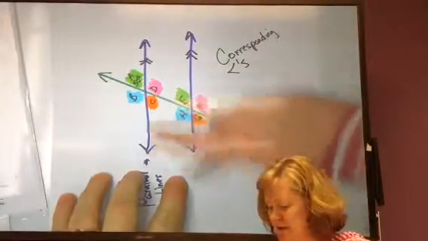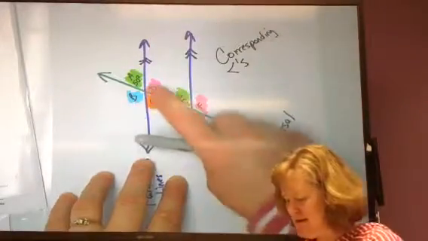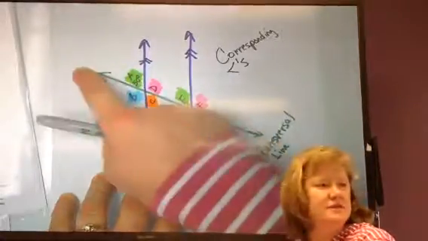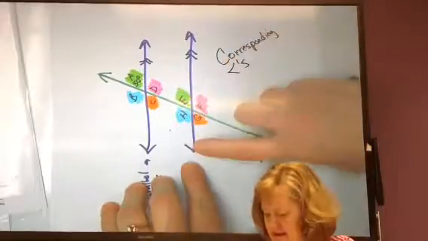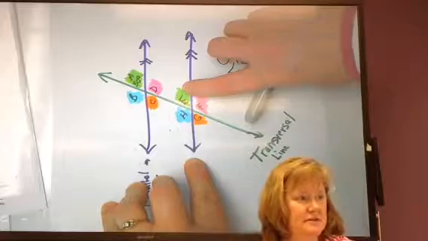Okay. If you look at where A is on this parallel line, where is it? It's to the left of it, right? And it's above the transversal, right? If you look at this angle, it's to the left of the other parallel line, above the transversal.